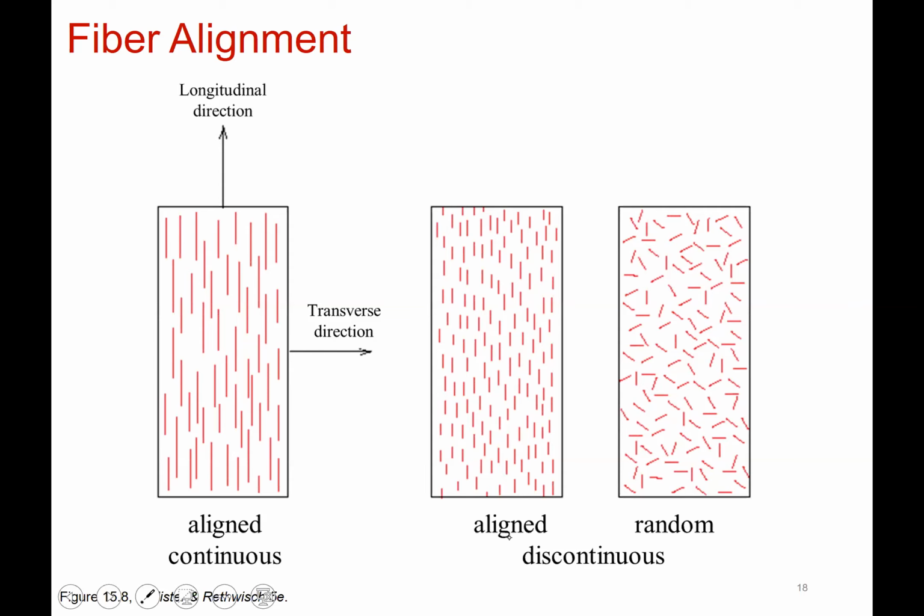So when we talk about the continuously aligned fiber, this is what it would look like cartoonishly. When the length of the fibers is shorter than the critical length, you can still have alignment, as you see here, but that's discontinuous. You can also have discontinuous fibers aligned in a random fashion here. So there's no alignment.